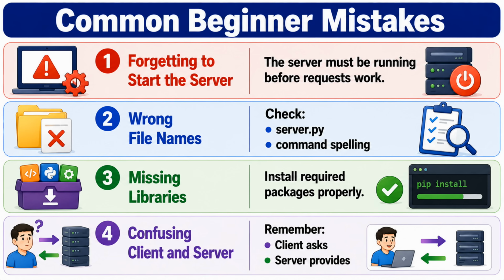Now we will see common beginner mistakes. First one, forgetting to start the server. The server must be running before requests can work. Second one, wrong file names. You have to check that the file is named correctly, like server.py, and that the spelling is correct in whatever commands you are typing. Third one, missing libraries. You have to install required packages properly. Fourth one, confusing the client and the server. You have to remember that the client asks and the server provides.